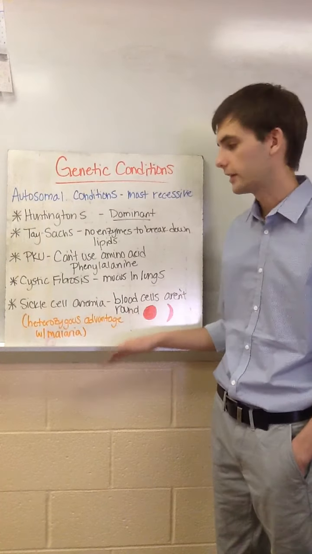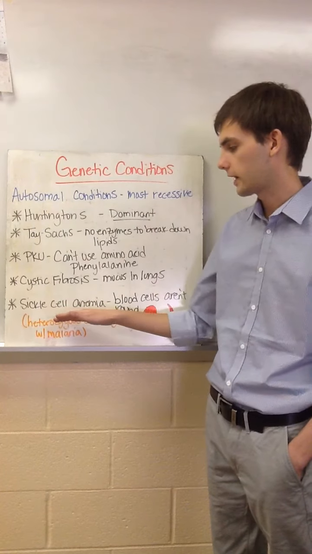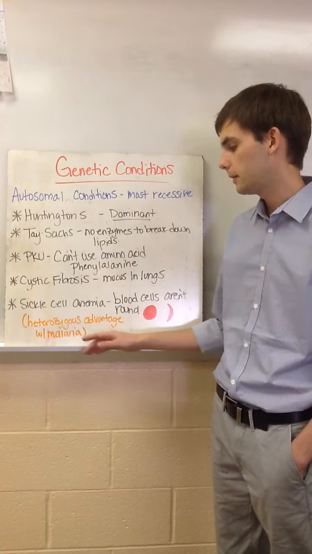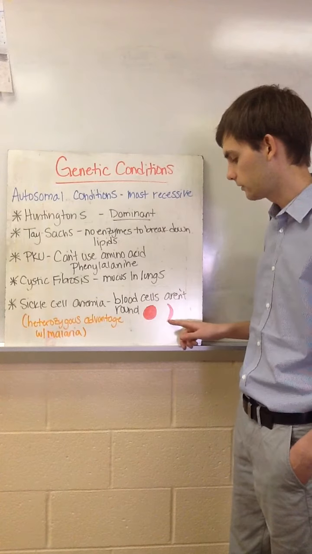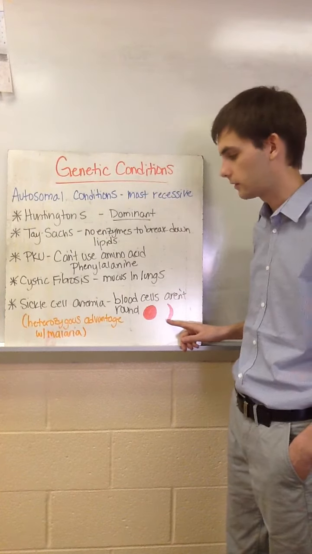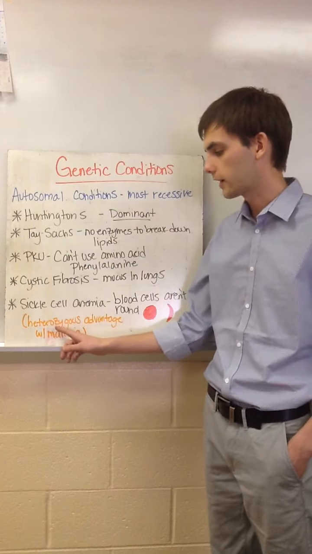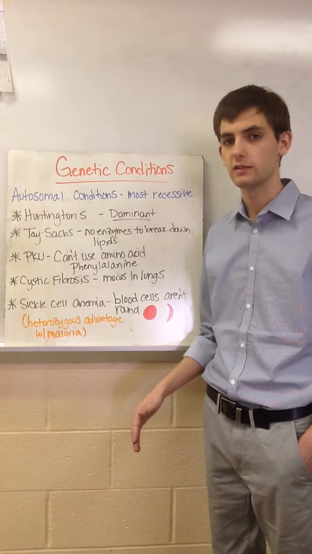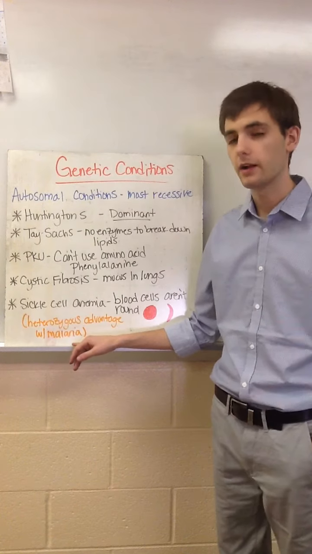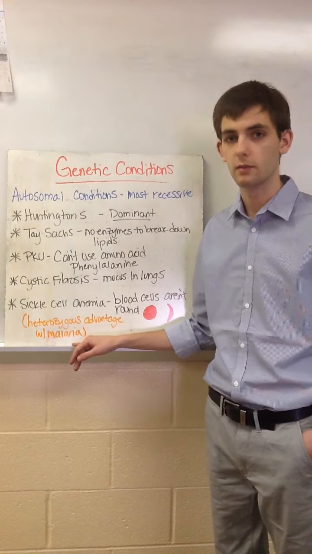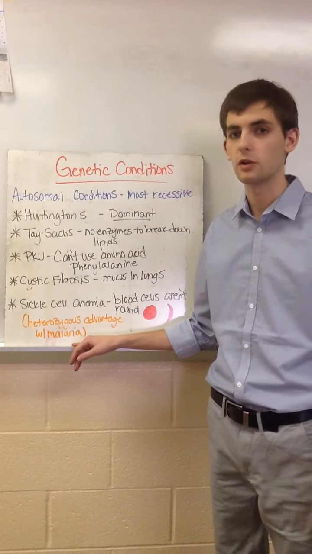There is, however, an advantage to being heterozygous for sickle cell anemia. People who are heterozygous will have some round red blood cells and some sickled red blood cells. But people who are heterozygous have a much lower chance of getting malaria. And malaria is caused by a protist, which is carried in mosquitoes and passed on to humans.